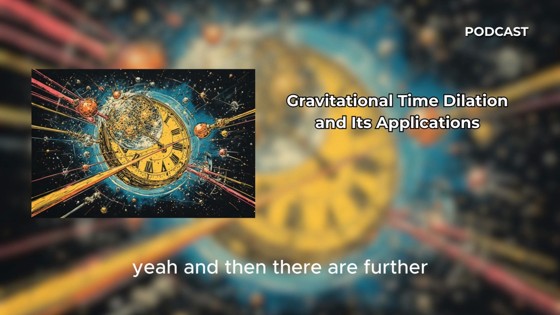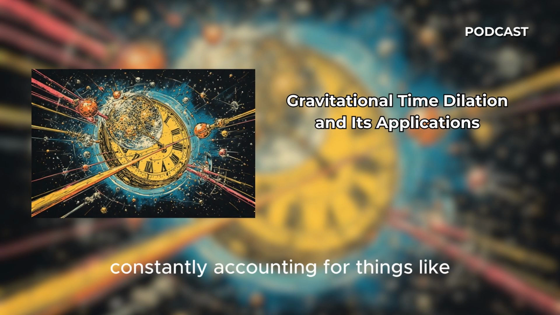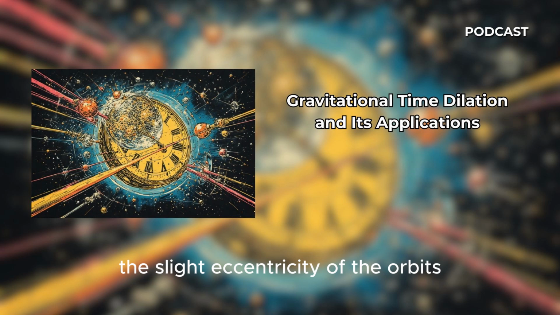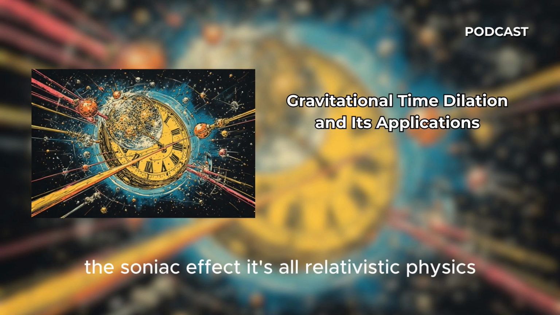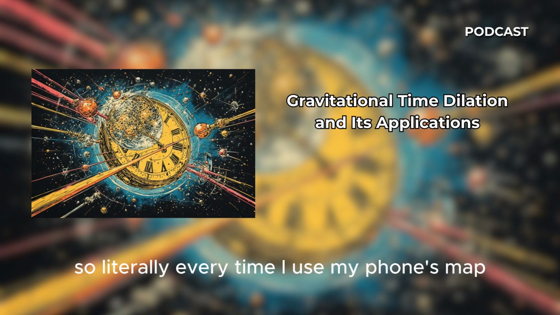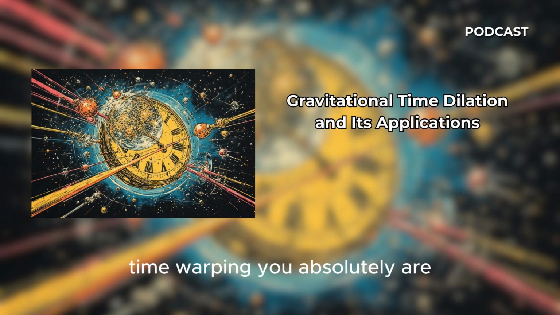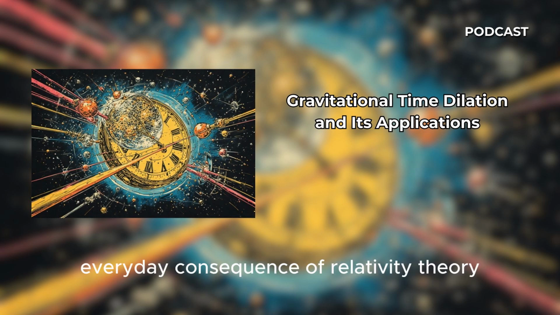And then there are further smaller corrections applied by the system constantly, accounting for things like the slight eccentricity of the orbits and even the rotation of the Earth, the Sagnac effect. It's all relativistic physics ensuring nanosecond accuracy. So literally every time I use my phone's map, I'm relying on Einstein being right about space-time warping. You absolutely are. It's maybe the most direct everyday consequence of relativity theory.